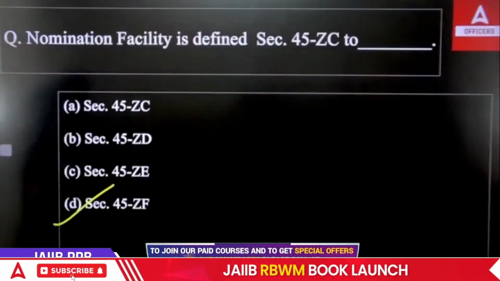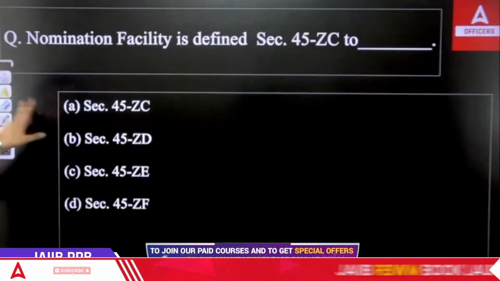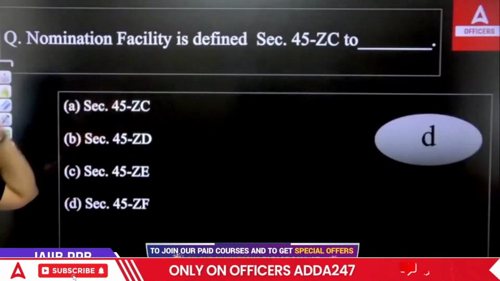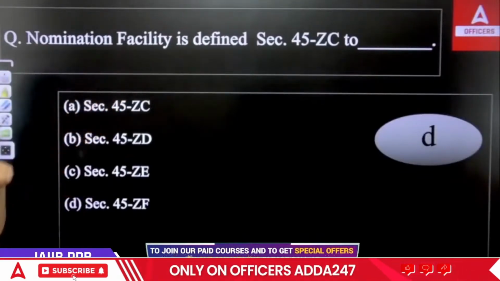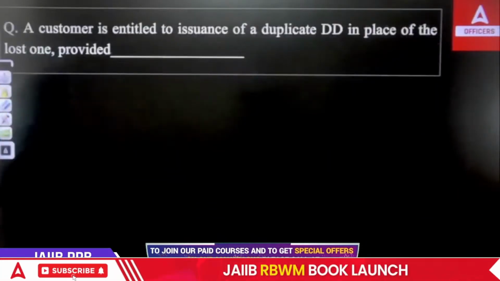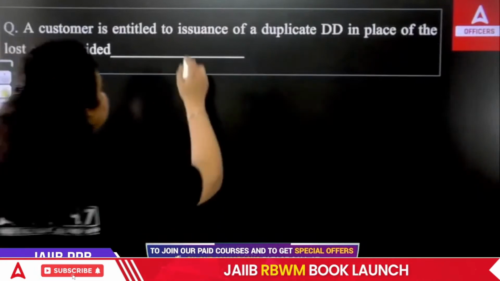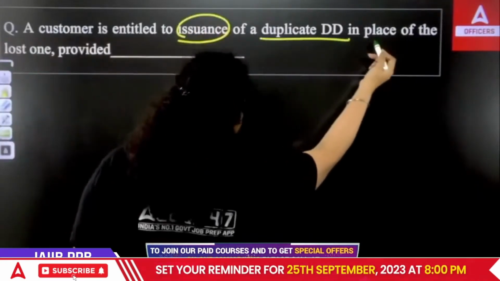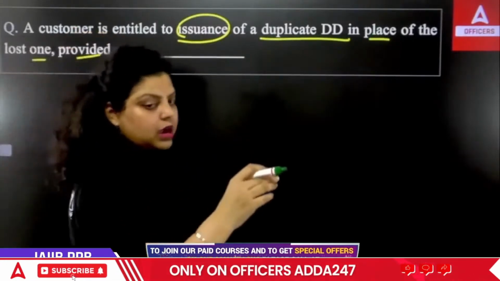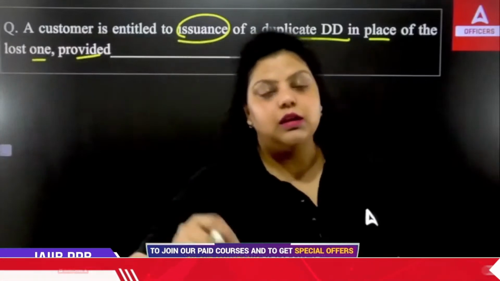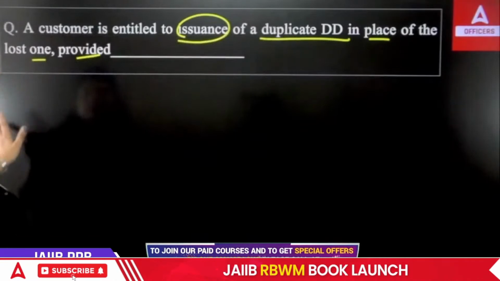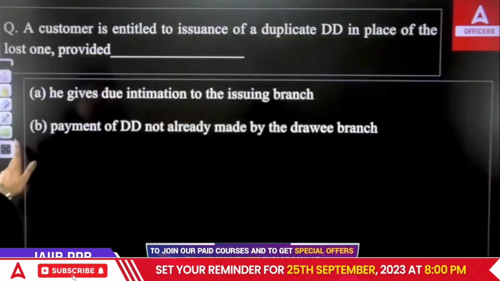In case of either or survivor, anyone or survivor, or former or survivor, in each situation the nomination facility will be different. Now the question is asking in which particular section it is defined. It is defined between section 45ZC to section 45ZF. So from 45ZC to 45ZF, we talk about the nomination facility, because there are so many conditions to make a person a nominee in different types of accounts.